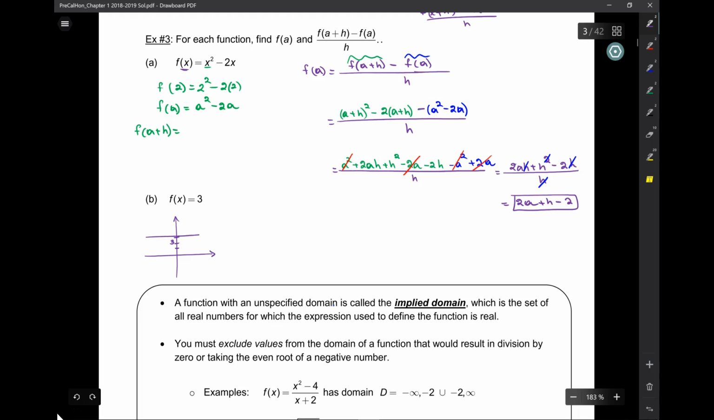So now, what's f of 2? 3. What's f of 4? 3. What's f of negative 250? 3. So suppose we want to find f of a plus h minus f of a, all over h. What's f of a plus h? 3. What's f of a? 3. So that is 3 minus 3 over h. 0.